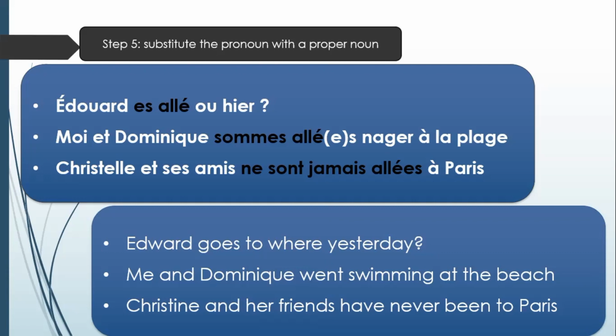Oui. Good. And for the last one, Christelle et ses amis ne sont jamais allés à Paris. So we believe that Christine and her friends are feminine. So all of them are feminine. And that is why we do not even bother to put the E into brackets. We just add it to the word and we have our verb aller in feminine and plural form. Do you understand now? Oui, ma'am.